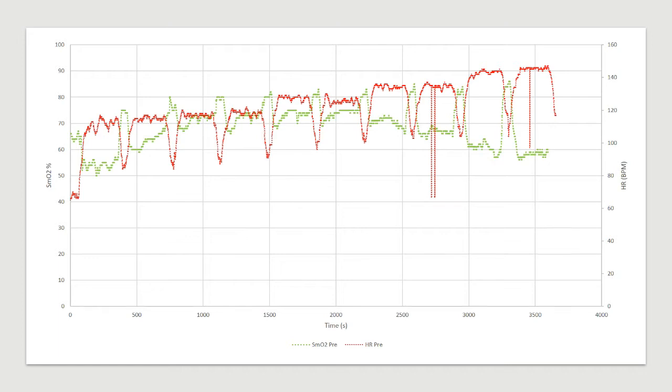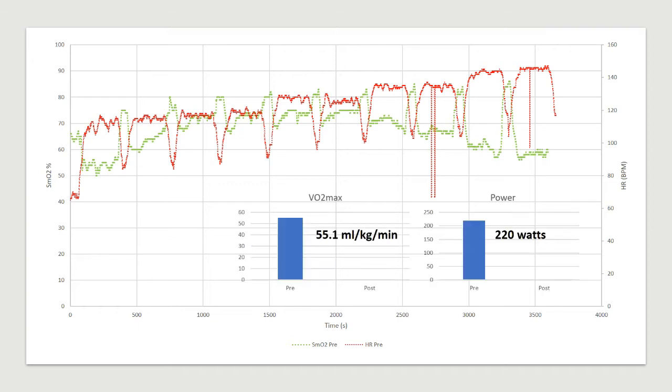So if you look at the pre-test, it's a 5-on-5 test, and we see that at maximum intensity, in the last step, we're getting to kind of like the 60% SmO2 value. So there's a lot of oxygen left to be extracted and utilized. And we're going to take a look at what the resulting VO2 is and the resulting performance. So this person had a VO2 of 55.1 and a power output of 220 watts.